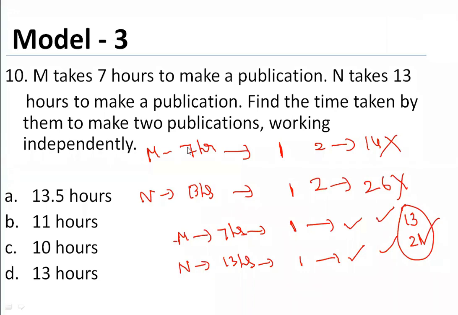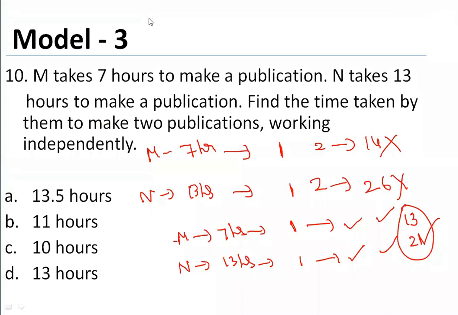Next, you can ask them to make publications at a time. After 7 hours, one can be ready with the publication. That is M. After 13 hours from the start time, the other publication is also ready. So here the point is, as M is finishing the publication fast, he will not help the other person to complete their publication sooner. That's the point. Did you get it right?